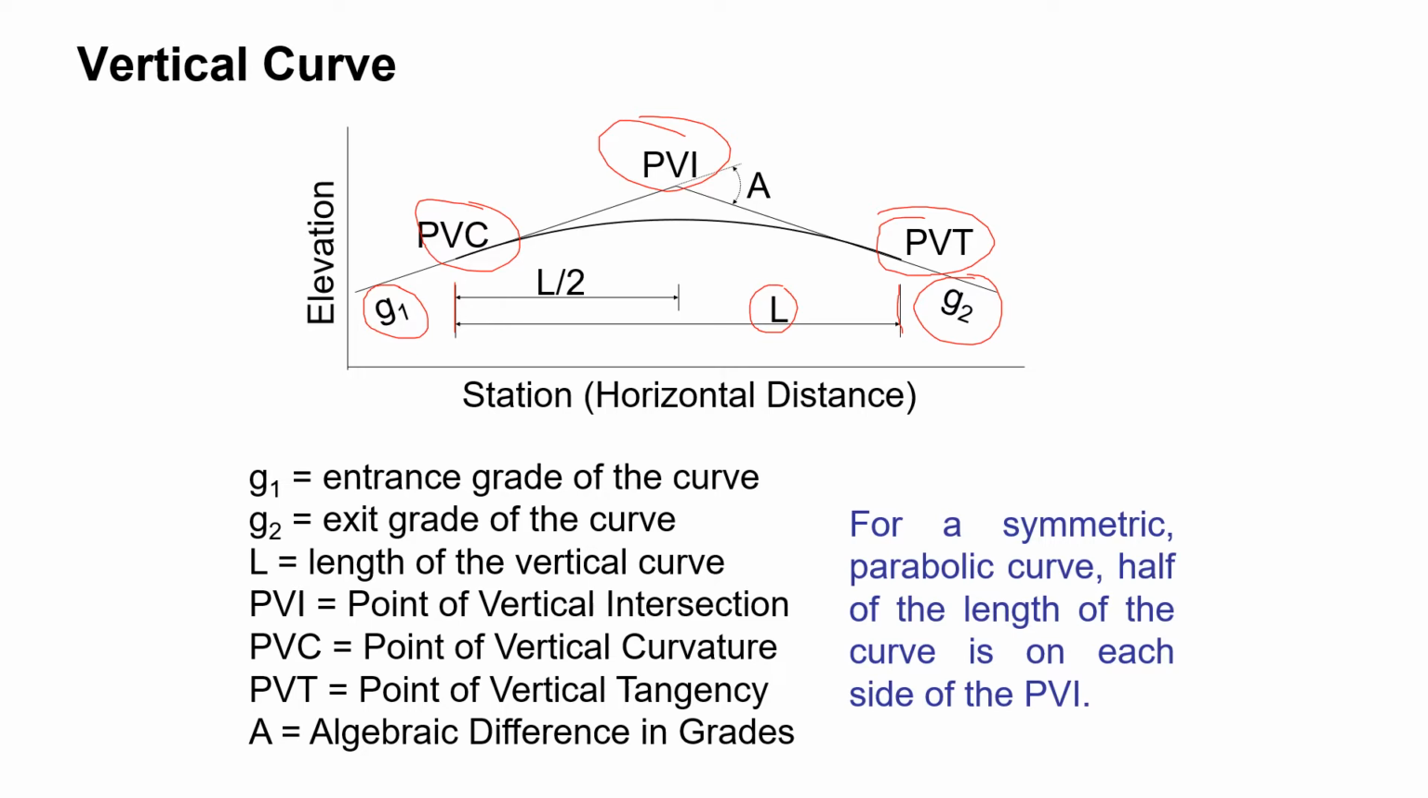We also can calculate the algebraic difference in grades, which is A. This is equal to the absolute value of G2 minus G1. For a symmetric parabolic curve, half of the length of the curve is on each side of the PVI. So our L over 2 is from the PVI to the PVC, and it's also equal to this distance from the PVI to the PVT.